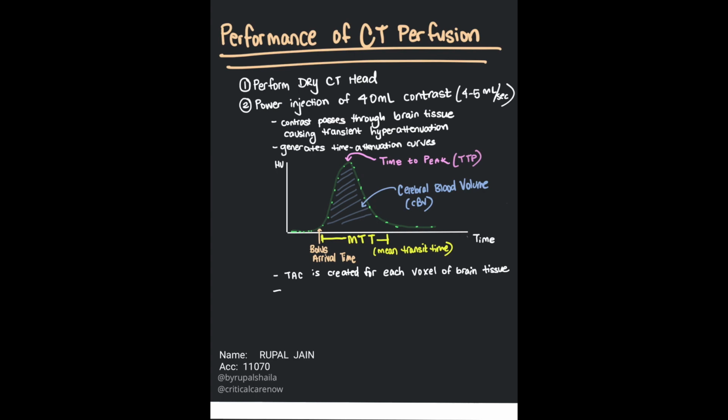So this time attenuation curve is determined for each voxel of brain parenchyma, which, as you can imagine, would be a lot of radiation and a lot of subsequent data generated. For this reason, CT perfusion is done in either one or maybe two slabs. Only the area in each slab is radiated and studied.